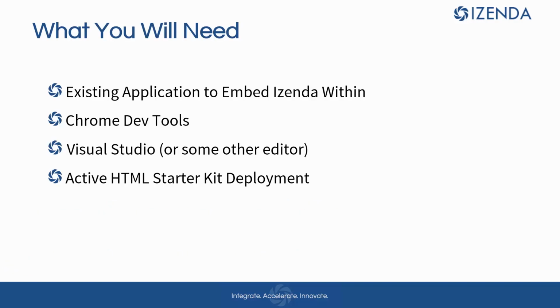Also, we'll be using the DevTools feature out of Google Chrome frequently to find where some of the CSS and HTML is being set and where it can be modified. Finally, this video assumes that the user has successfully set up an HTML Starter Kit application in the HTML Starter Kit install video, as we will leverage that environment in our embedded example.